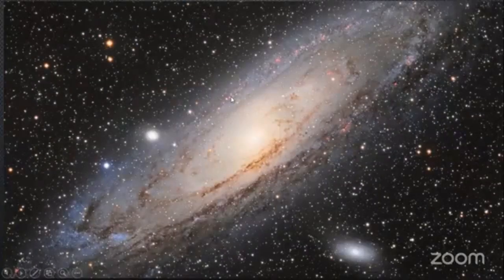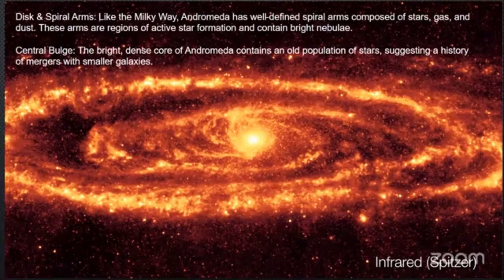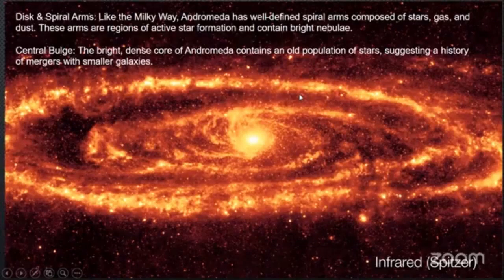Here's the picture of the Andromeda Galaxy. You can see the Andromeda Galaxy, but there are some features that you may not be able to see very well here. For instance, this is the Andromeda Galaxy in the infrared spectrum. In the infrared spectrum, you can see the spiral. It has spiral arms. But in this picture, which is the optical spectrum, you may not be able to see those spiral arms. The Andromeda Galaxy has well-defined spiral arms composed of stars, gas, and dust.